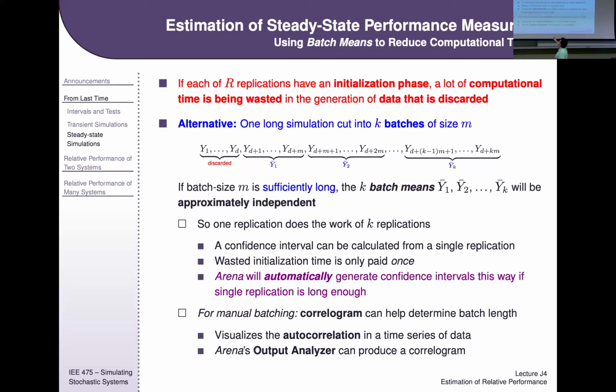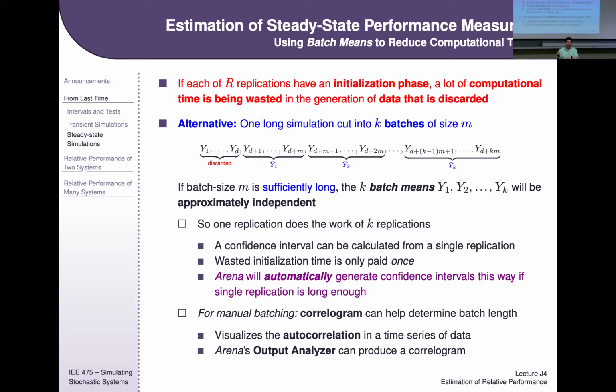What Arena does is, if it runs this long enough, it will try to create batches for you. It runs some math behind the scenes to ask, is this batch that I've created independent of this next batch? And if it can infer that one really long replication has independent batches, it will create these faux replications for you, and generate confidence intervals at a per-replication level.